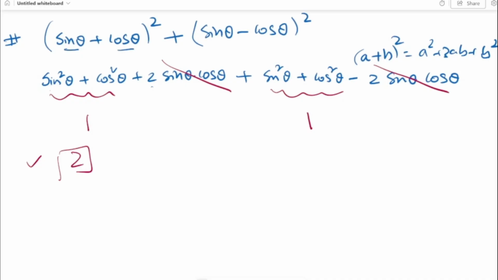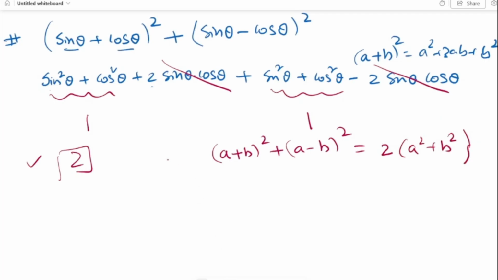Let me tell you a trick that you can remember. Whenever you do this basic algebra, (a plus b) whole square plus (a minus b) whole square, just memorize this: 2 times (a square plus b square). Believe me, especially in the SAT and some competitive exams, they tinker a lot with these kinds of questions. You don't need to put your pen on the paper. You can do it in your mind without even solving it: 2 times (a square plus b square).